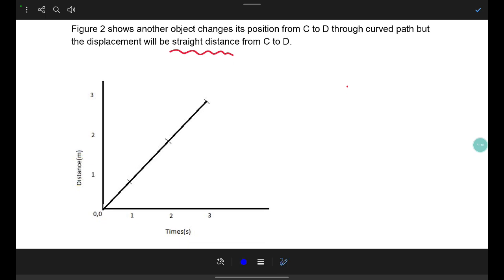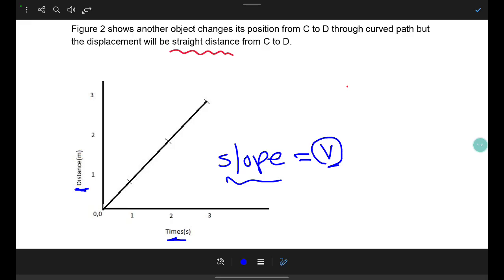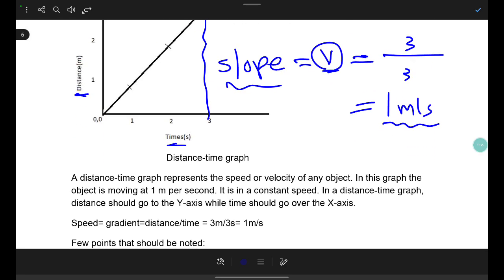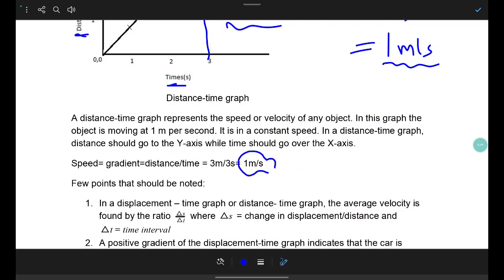Okay, this is a distance time graph. Distance time graph, its slope always equals velocity. So if I see distance and time, its slope always equals velocity. To calculate the slope from this figure, I will divide 3 over 3. 3 for distance and 3 for time to calculate velocity. So velocity equals 3 over 3, which gives us 1 meter per second, and don't forget the unit. So in a distance time graph, the slope always is going to be velocity. Velocity equals distance over time. And don't forget to write your unit.